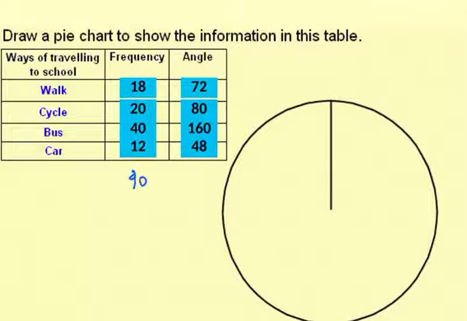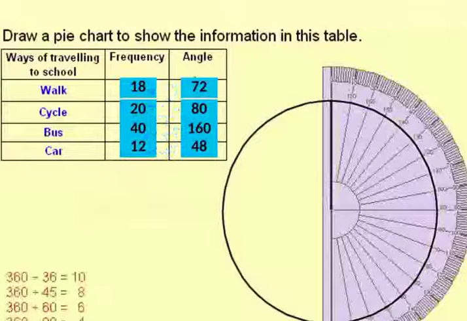These add up to 90, so 360 degrees divided by 90 gives me 4. So each person in the table has 4 degrees on the pie chart. There are 18 people over here, so 18 times 4 is 72. Similarly, 20 times 4 is 80, 40 times 4 is 160, and 12 times 4 is 48.